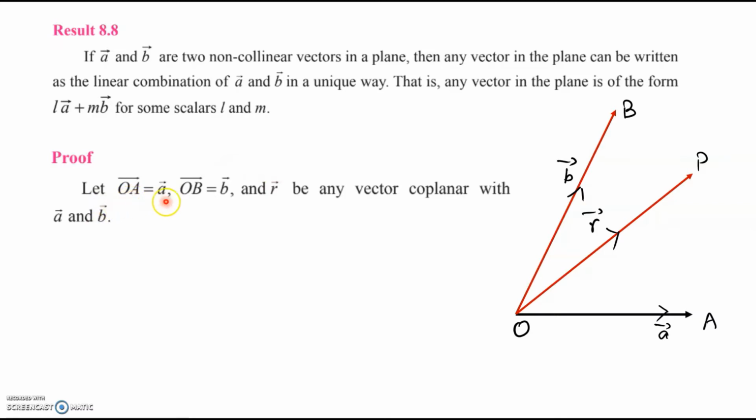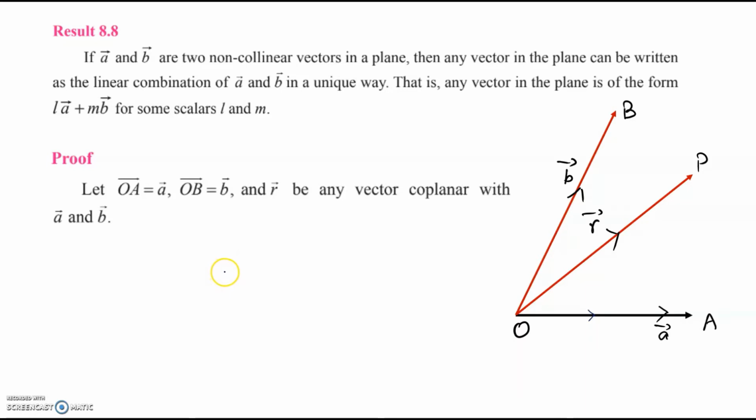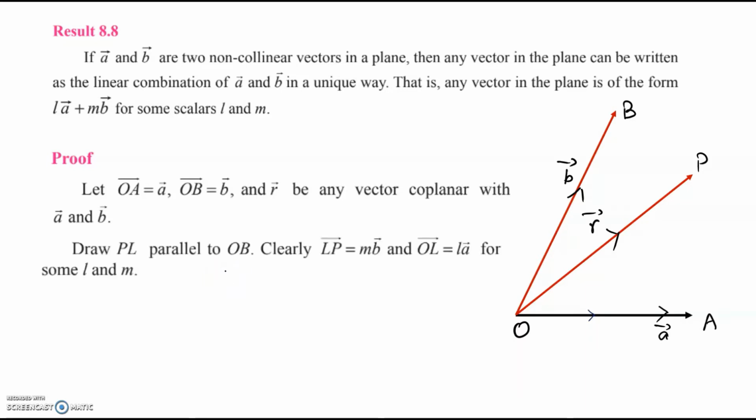Let OA be equal to vector A. So we have defined OA as vector A and OB as vector B, and R be any vector coplanar with A and B. Next, draw PL parallel to OB. So let's do that. So that's our PL, and it's parallel to OB.